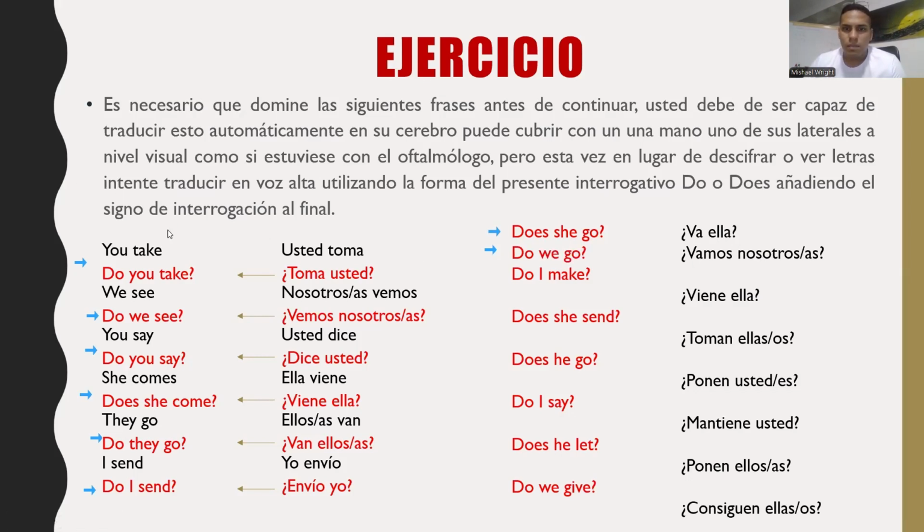Do I make? What is that in Spanish? Yo hago, right? Does she come? Viene ella. You can pause the video and do it if you want, right? Does she send? Ella envía, right? Toman ellas, ellos. Do they take? Does he go? Would be él va, in question, no?